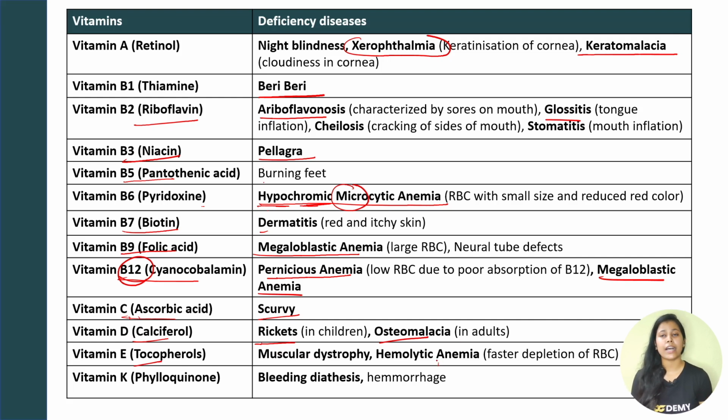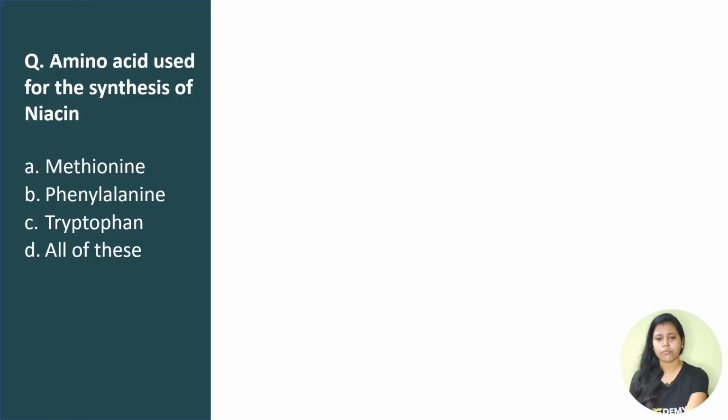Hemolytic anemia means faster depletion of red blood cells takes place in the body. Vitamin K, again we know that vitamin K is involved in the clotting of the blood. So if there is low vitamin K in the body, it can cause bleeding diathesis, or hemorrhage can also occur. So these are all the deficiency disorders. You can take a screenshot and keep it with you and try to revise before your exams, right?